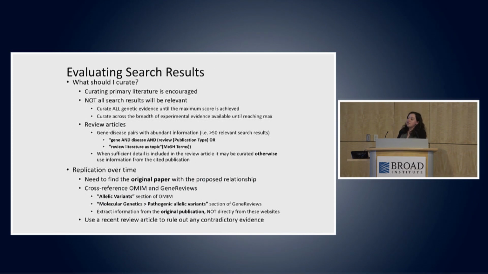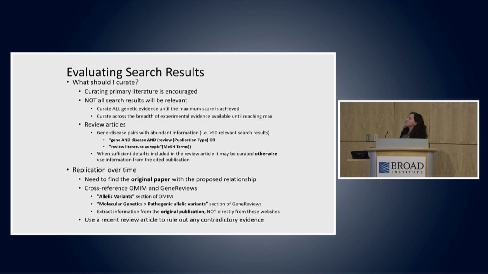So you should also evaluate your search results, because maybe you are getting a ton of search results, and ask yourself, what should you be curating? As I mentioned, we really do suggest curating the primary literature. At least for ClinGen, we put all of our curations on the internet and make them public to everyone. So we feel that curating the primary literature where something was identified is the most useful, instead of curating, for example, a genetics home reference or a GeneReviews article or something like that.